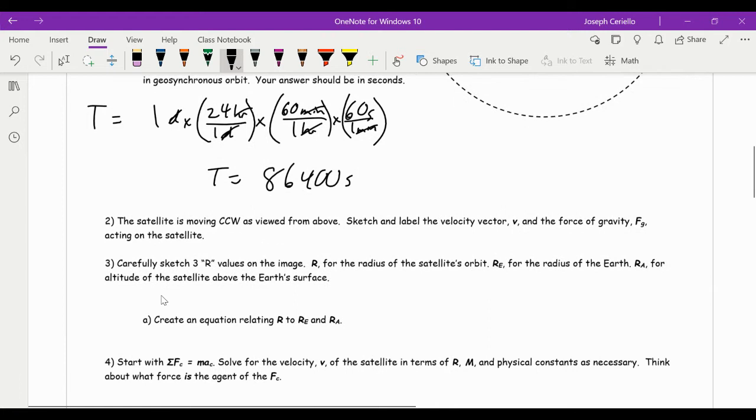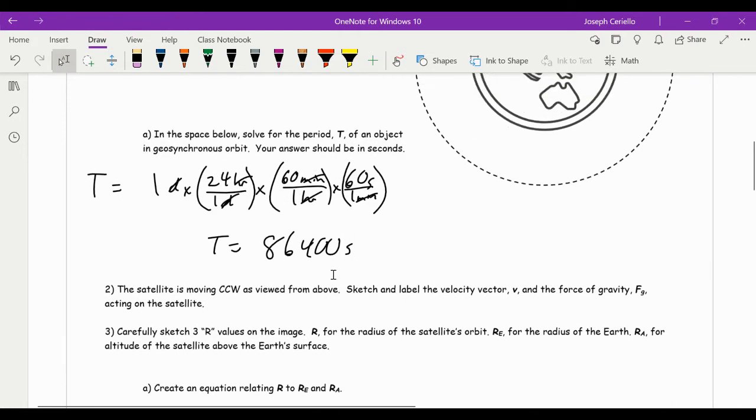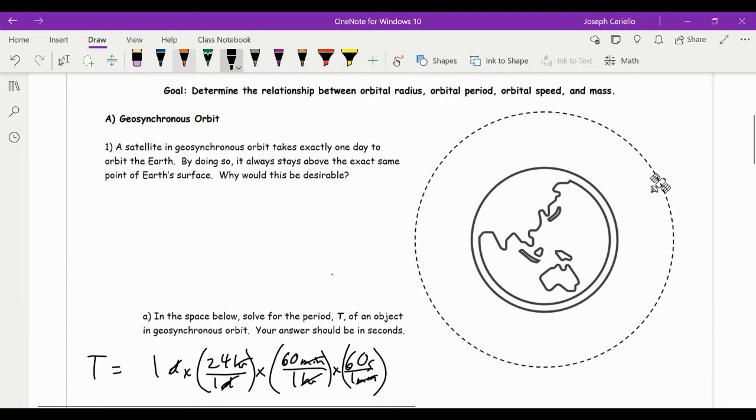Okay, so the satellite is moving counterclockwise as viewed from above. Sketch and label the velocity vector and the force of gravity acting on the satellite. So counterclockwise would be this way, the opposite of the way a clock goes. The velocity we'll do in orange. That's going to point tangent to the circle in a straight line. The force of gravity will point to the middle of the circle.